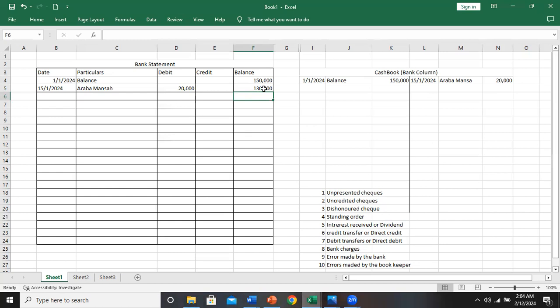But what we are saying here is that this check to Araba Mansa has not been presented for payment. So it means the bank has not done any recording regarding that check. So if that happens, you would see that your cash book would have a balance of 130, while your bank statement will still have a balance of 150. The more reason why we say unpresented checks can lead to the difference between the two statements.